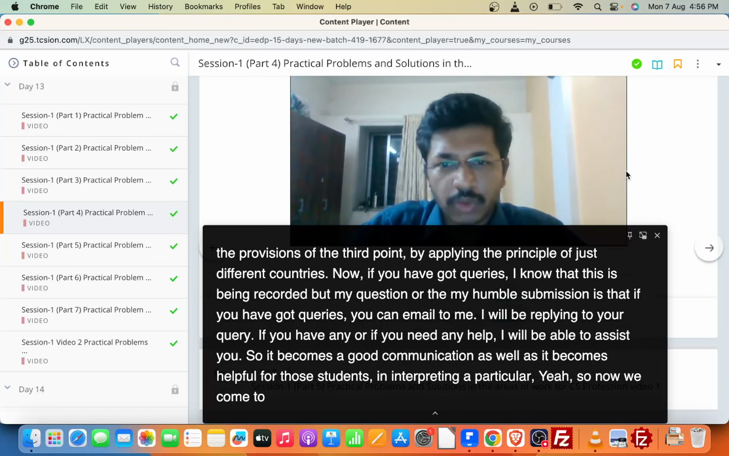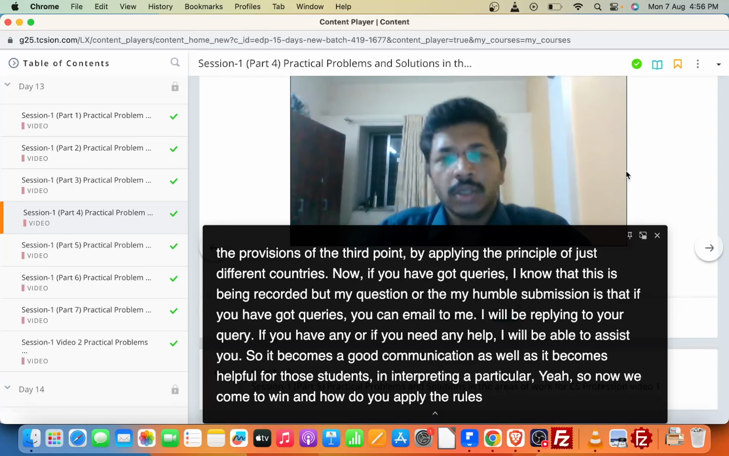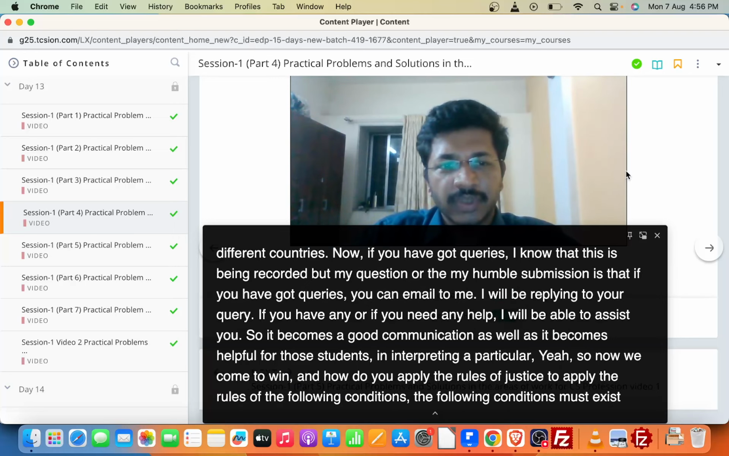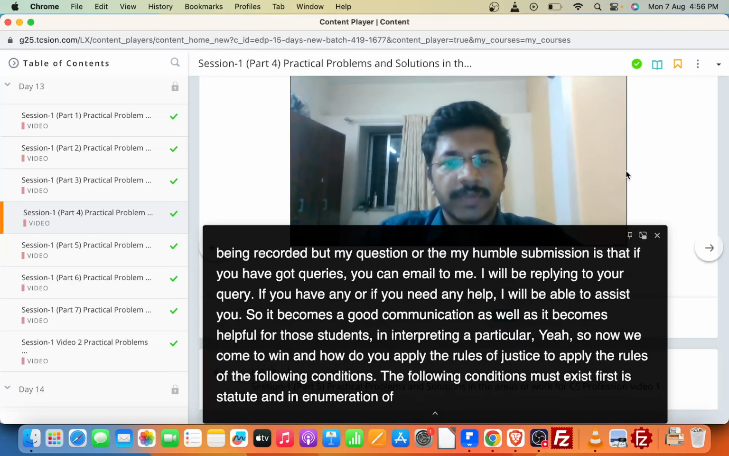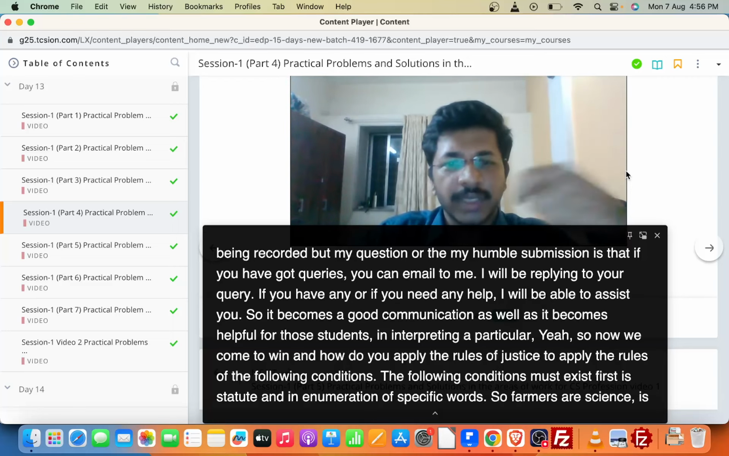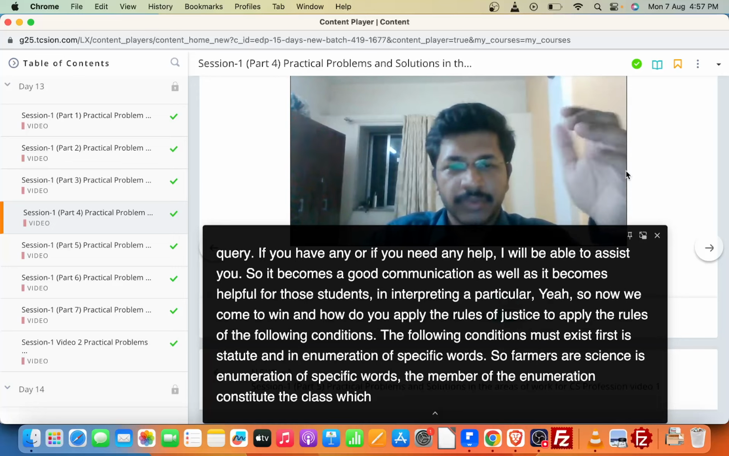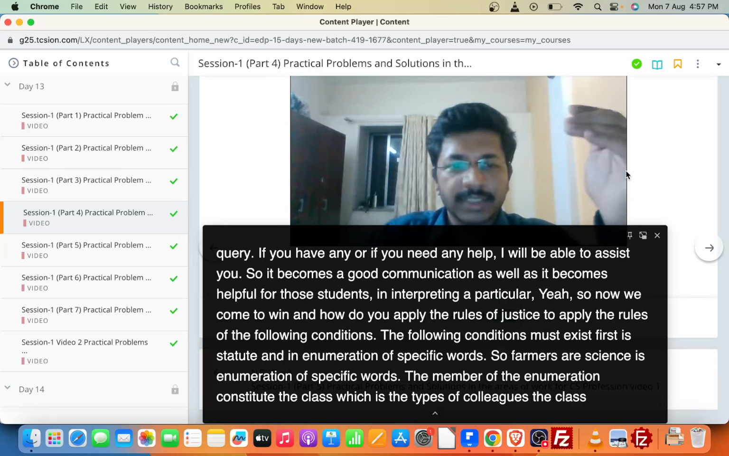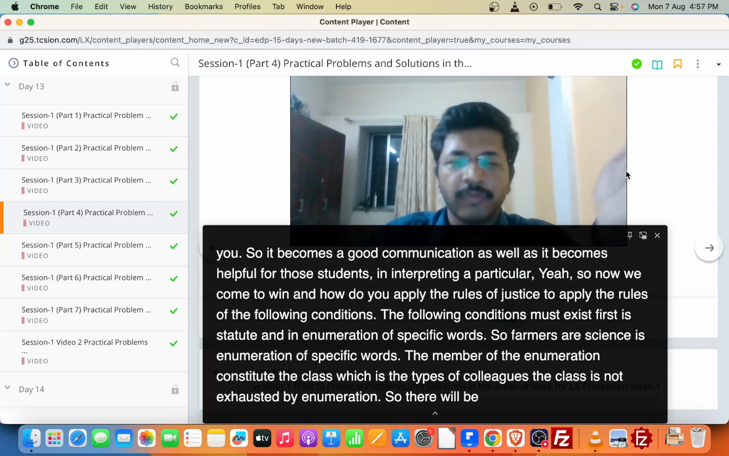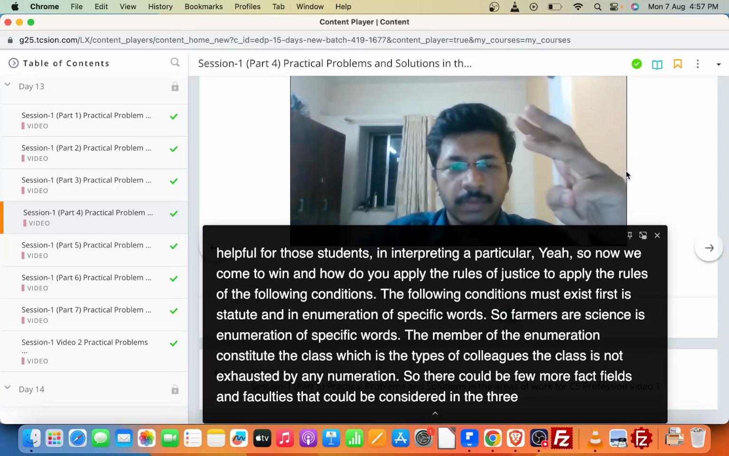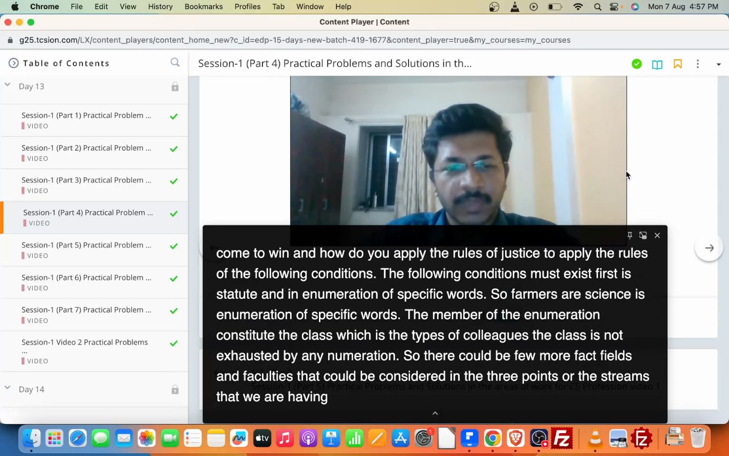Yeah, so now we come to when and how do you apply the rules of jus cum generis. To apply the rules, the following conditions must exist. First is the statute contains an enumeration of specific words. So commerce, arts, science is an enumeration of specific words. The members of the enumeration constitute the class, which is the types of colleges. The class is not exhausted by enumeration. So there could be a few more fields and faculties that could be considered in the 3 points or the streams that we are having. The general term follows enumeration.